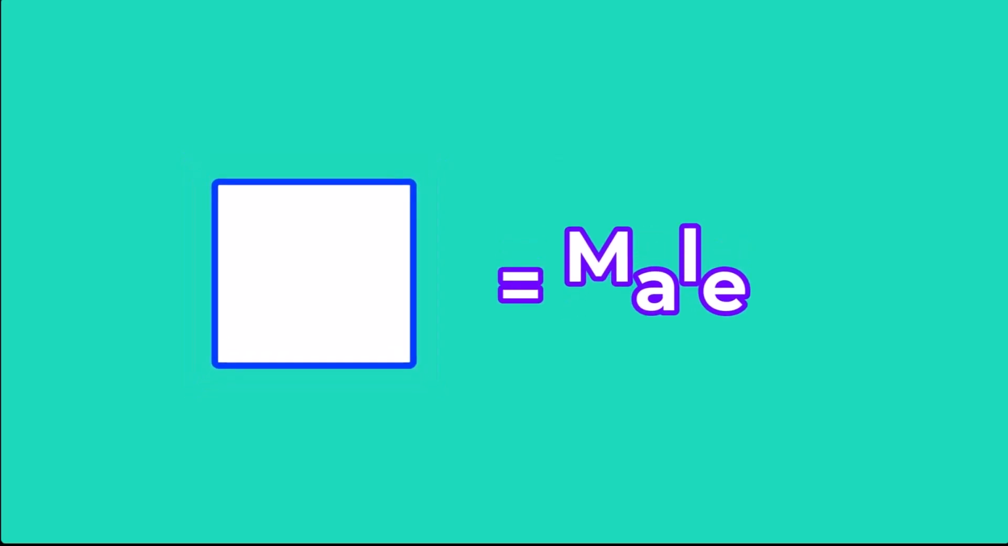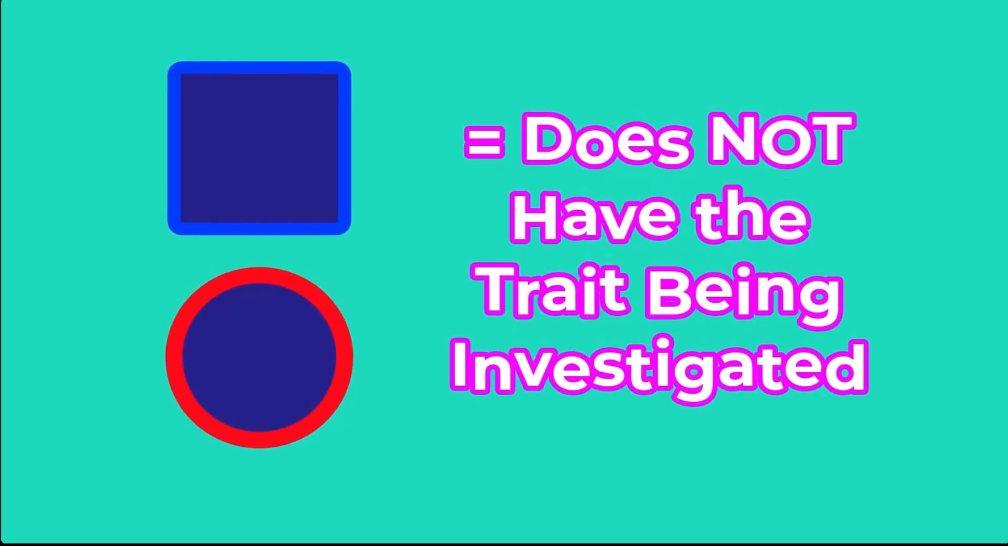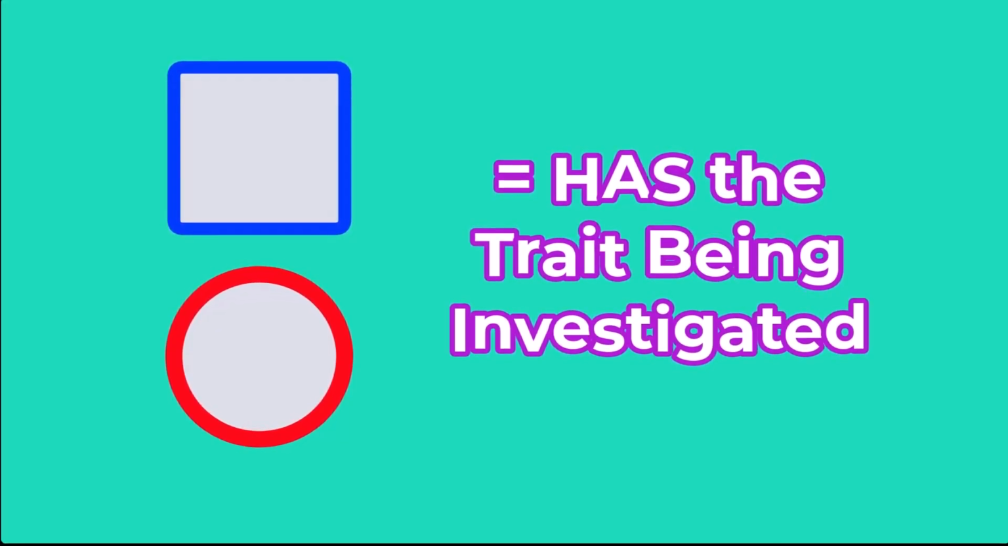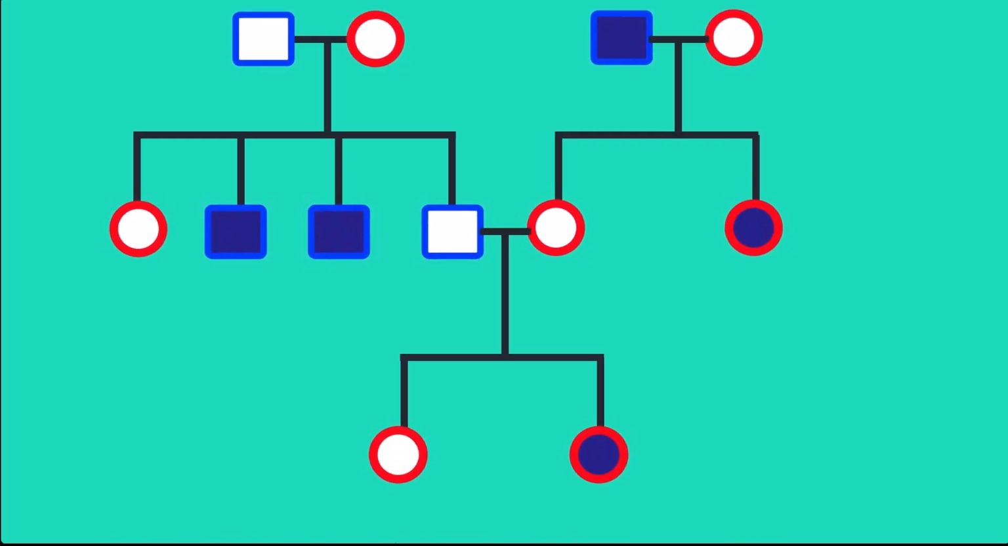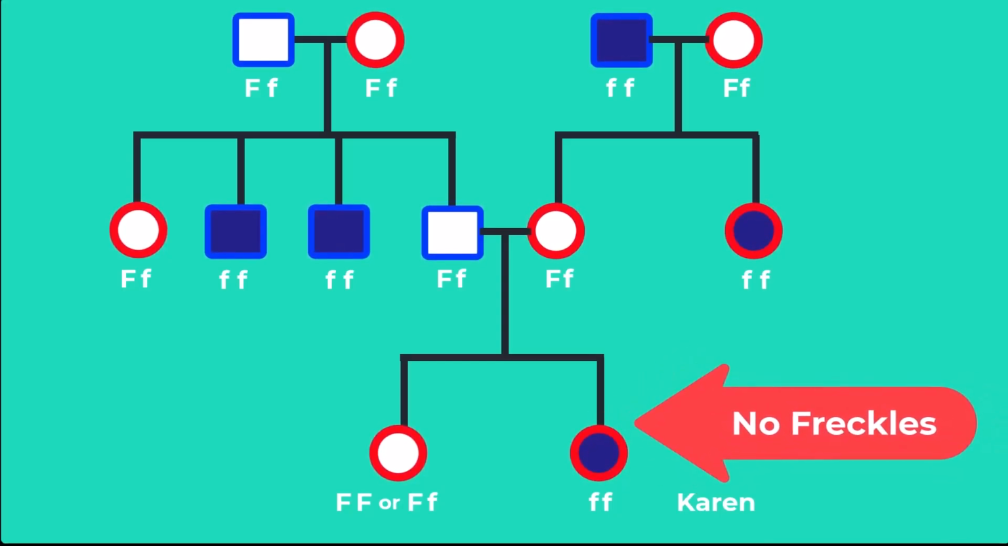In pedigrees, unshaded square symbols represent male. Unshaded round symbols represent a female. Colored symbols indicate that a person does not have the trait being investigated. Unshaded symbols represent a person who does have the trait. The earliest or oldest generation is located at the top of the pedigree, and the most recent at the bottom. By applying Mendel's laws, we can deduce that the allele for no freckles is recessive, because this is the only way that Karen does not have freckles, even though both of her parents have freckles.